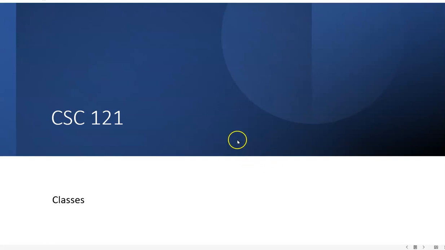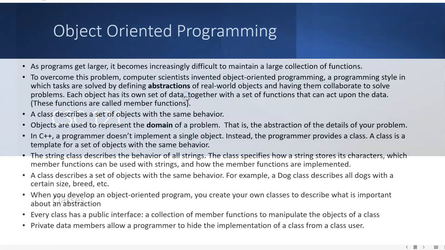Hello, in this lecture we're going to discuss classes, one of the key components of object-oriented programming. So, what is object-oriented programming? As programs get larger, it becomes increasingly difficult to maintain a large collection of loosely related functions. To overcome this problem, computer scientists invented object-oriented programming, a style in which tasks are solved by defining abstractions of real-world objects and having them collaborate to solve problems.